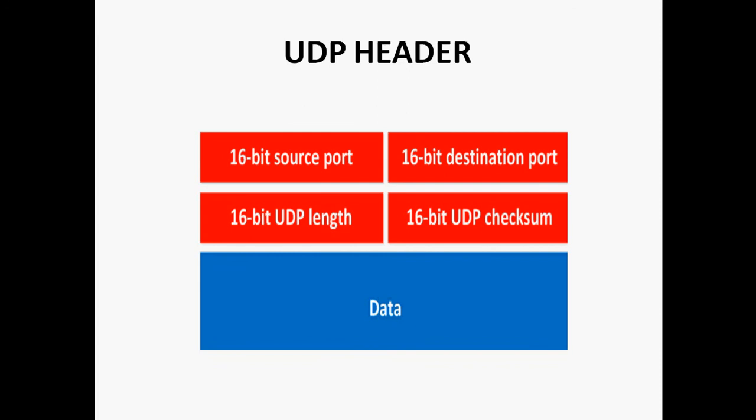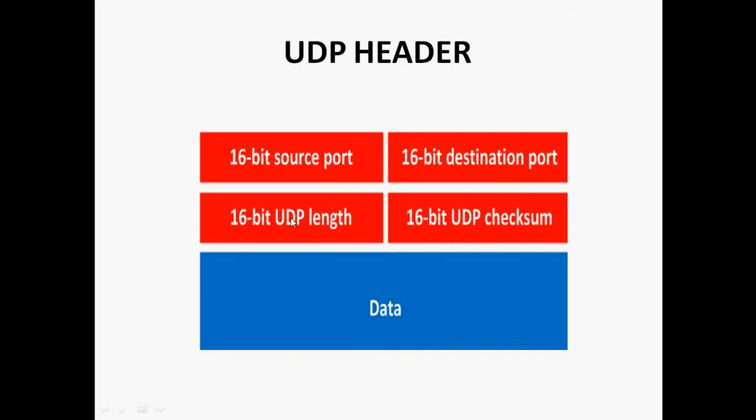So here it is 16-bit, so 2 power 16 means the range is 0 to 65,535. In that, 0 to 1023 are well-known port numbers, which are predefined, and 1024 to 49,151 are registered port numbers, and 49,152 to 65,535 are dynamic port numbers. The dynamic port number is locally generated in our system.